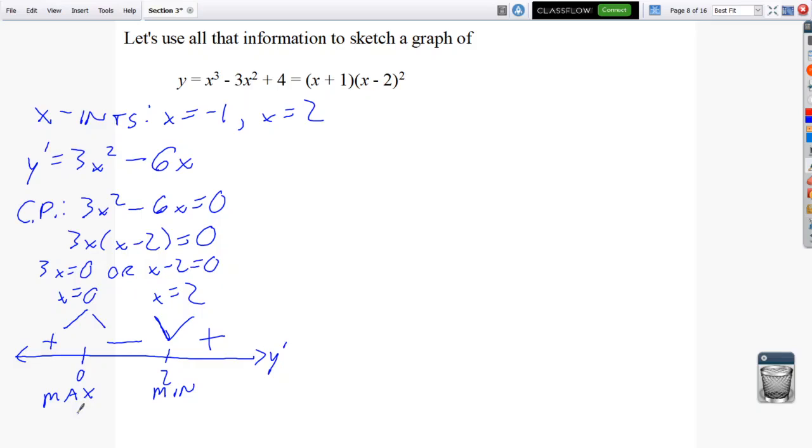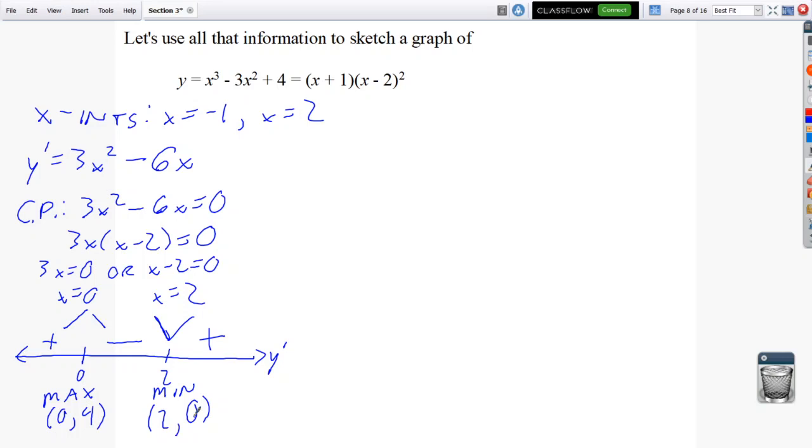At 0, my y value, if I plug in 0, I've got 0 minus 0 plus 4. That's 0, 4 as my local max, I should say. It's not my absolute max, I don't know that for sure. And my min value here is going to be 2, comma, I have to plug it in here. Actually, plugging it in here is going to be easier: 2 minus 2. Oh, I already knew that, it's 2, 0. All right, cool. So now I have a maximum value, I have a minimum value.